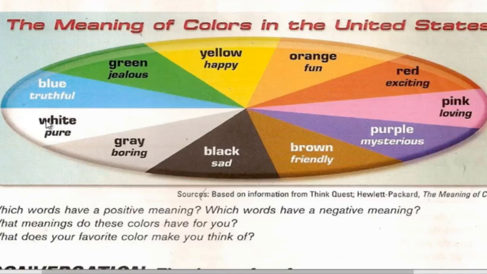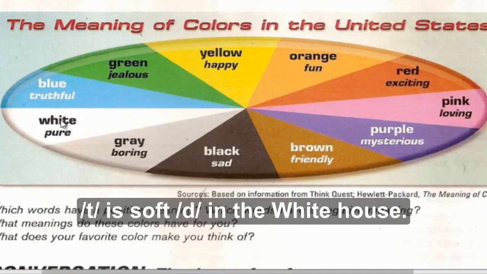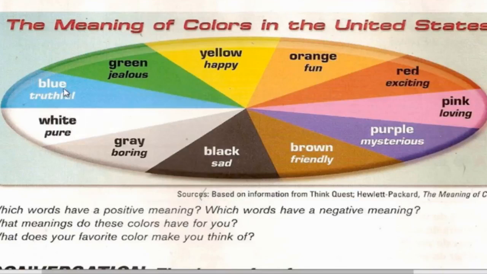White. Sometimes I make the T's after D link, if I'm going to make it link with White House. White House. White. Blue. Green. Yellow. Orange. Red. Pink. Purple. Brown. Black. Gray. White.